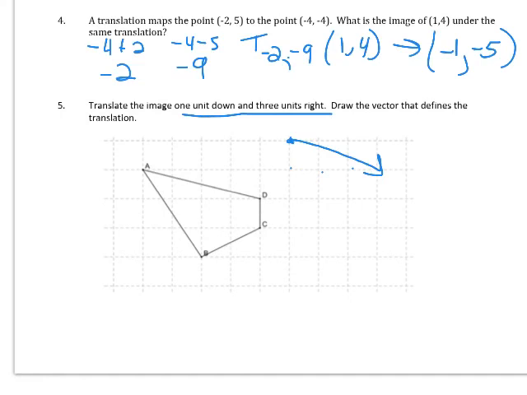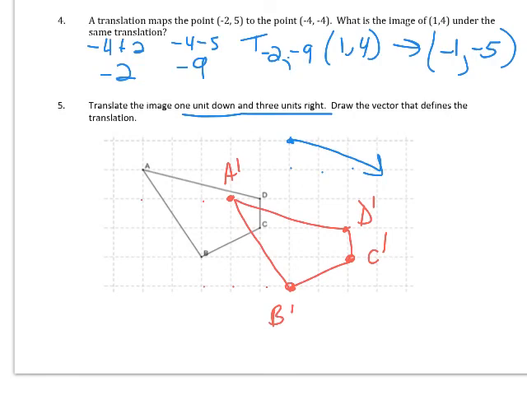So since we have a grid to help us, I'll just start moving this guy. A moves 1 down, 3 to the right. There's A prime. B is 1 down, 3 to the right. There's B prime. 1 down, 3 to the right. C prime and D prime. And you can use a straight edge. Mine doesn't work so well on this grid. There's my new image. So that's what translations off the coordinate plane look like.